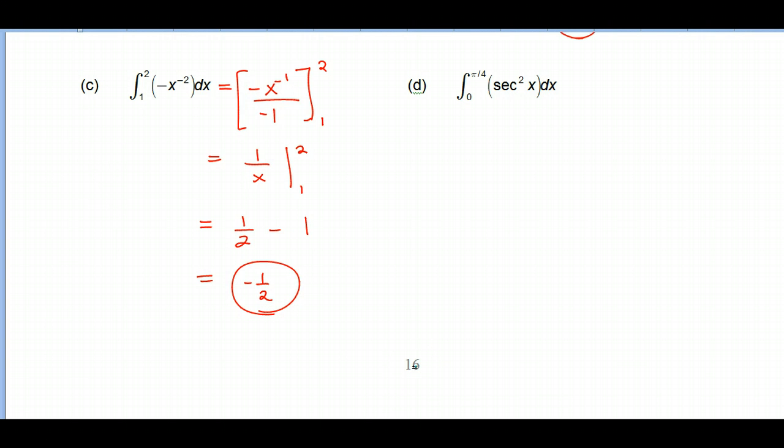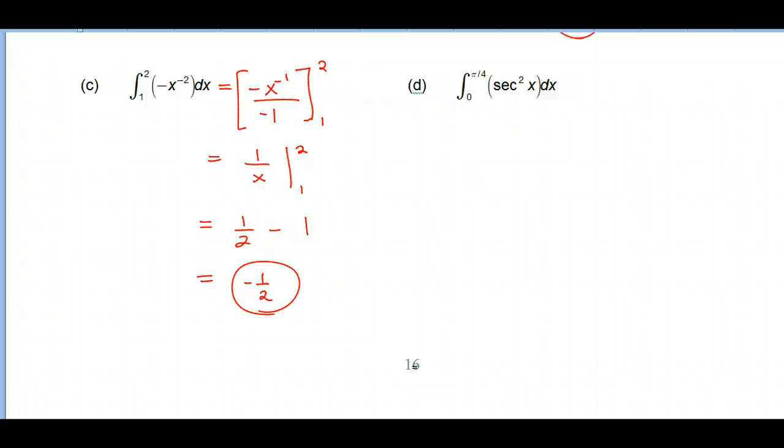Now, what does that mean when I get a negative answer? It means that more of the curve is below the x-axis. Either the entire curve is below the x-axis, or there's more shaded area under the x-axis than above. That's what that means. Are we okay with that one?